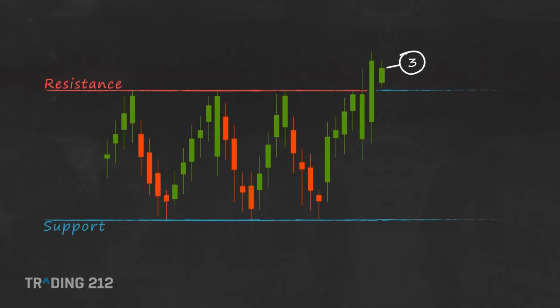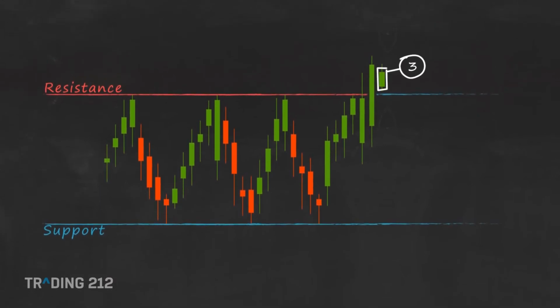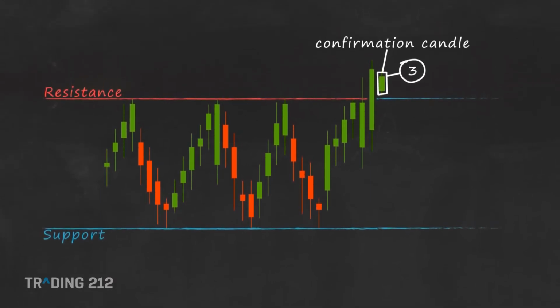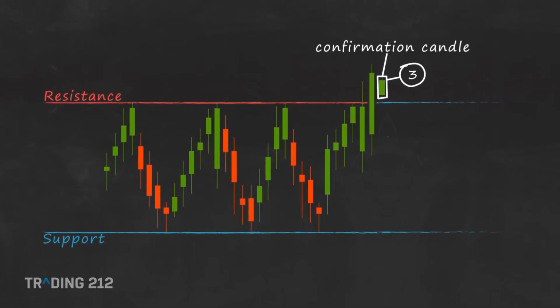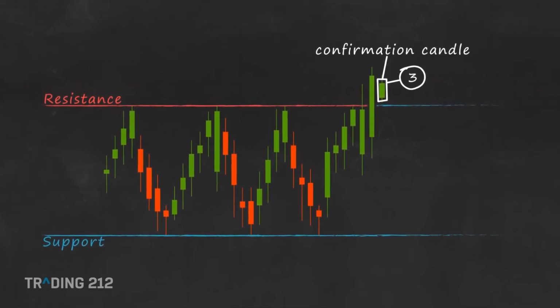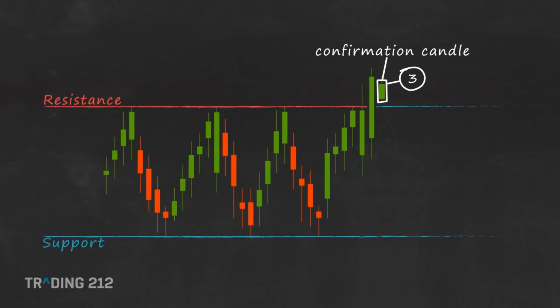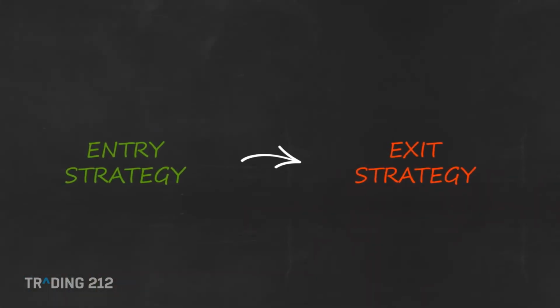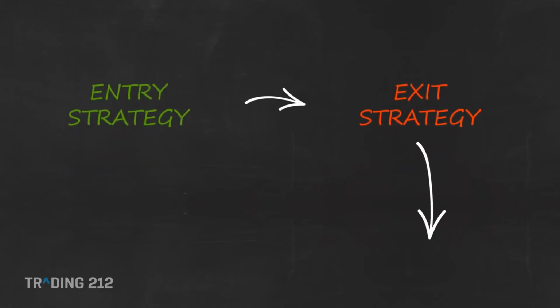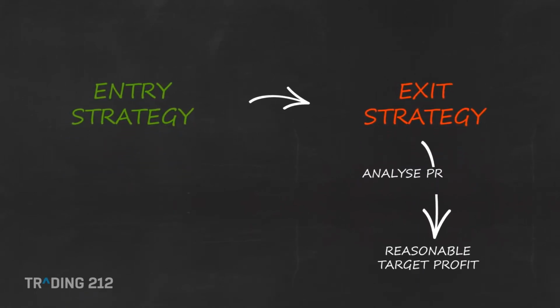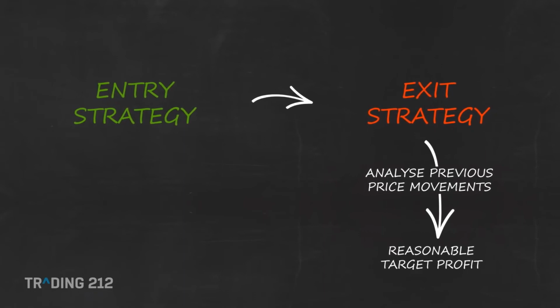We suggest that you exercise patience in order to confirm the breakout. Having the candle close above the range is one of the strongest possible signals for a continued upward movement. Once you have determined your entry, you'll need to have your exit strategy in place. A good way to determine a reasonable target profit is to analyze the previous price movements of the financial instrument.